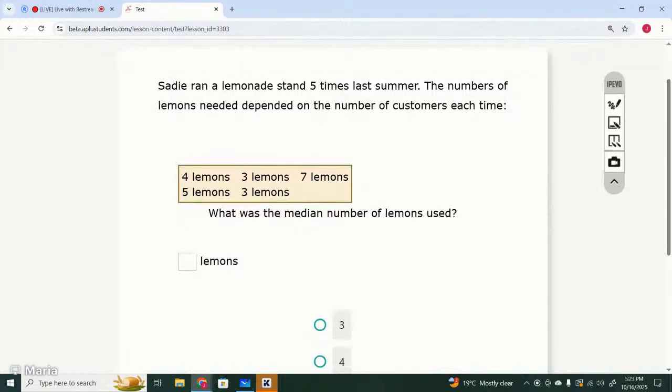Sadie ran a lemonade stand 5 times last summer. The numbers of lemons needed depended on the number of customers each time. What was the median number of lemons used? So, which is the correct option?